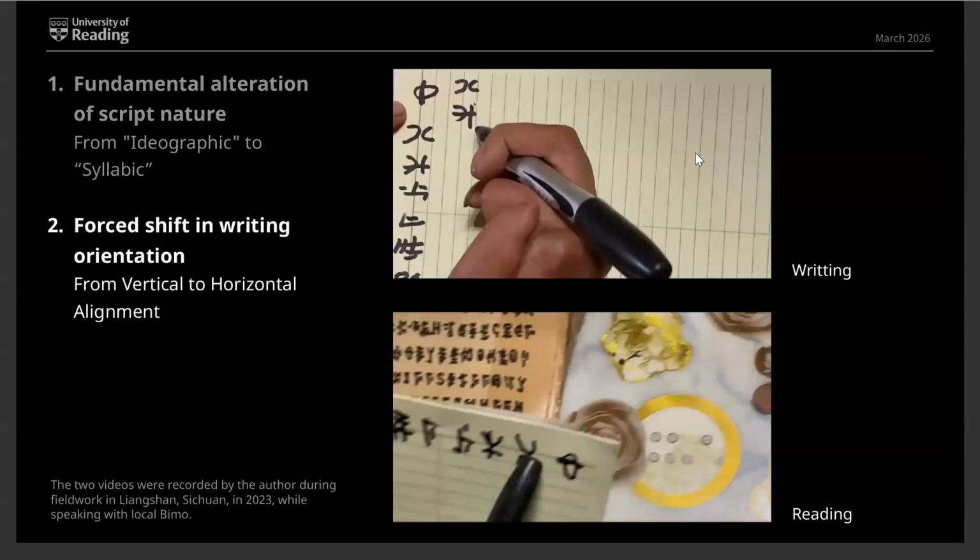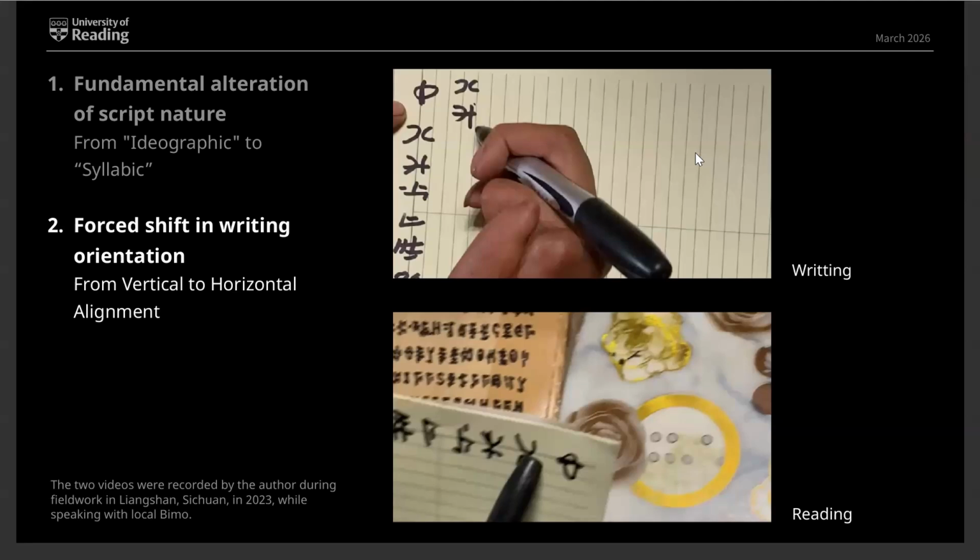The two pictures were taken by me during fieldwork in Liangshan, Sichuan in 2023. While speaking with a local Bimo, the first picture shows how they write the script, and the second shows how they read it. From writing to reading, the text is rotated 90 degrees. So why does this happen?